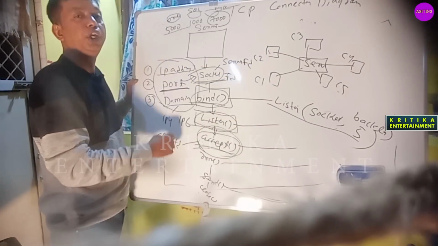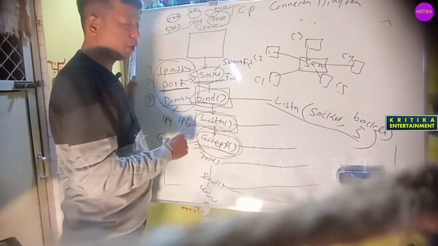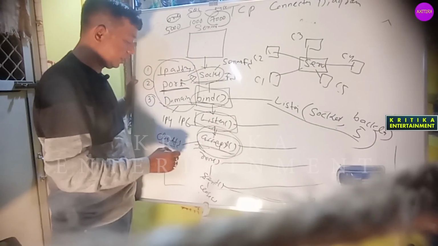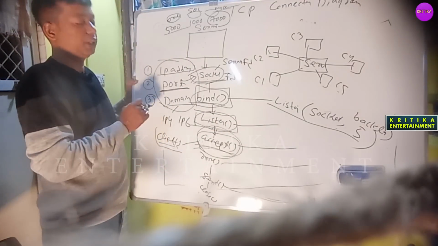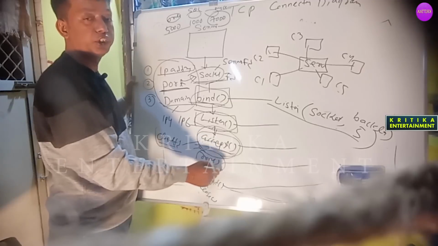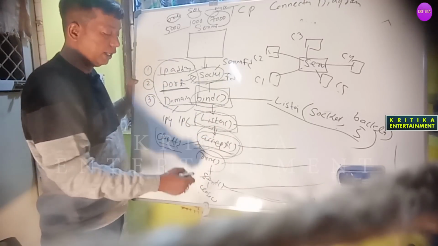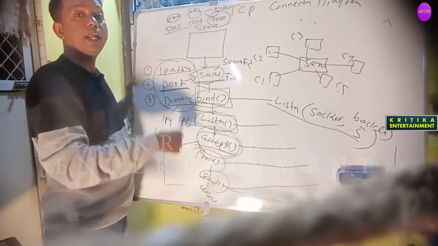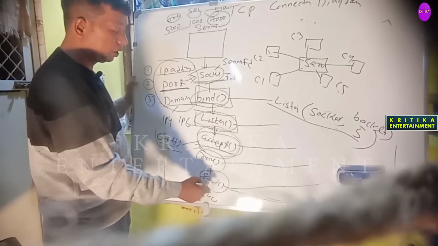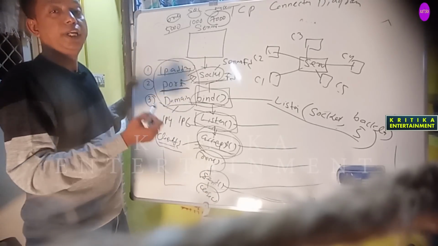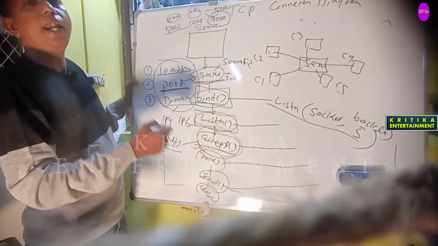So whenever you want to send data from the server to the client or from the client to the server, use the client FD on the server side. Then the receive function is used to receive data from the client. The send function is used to send data to the client. Then the close function is used to close the connection on both the client and server side.